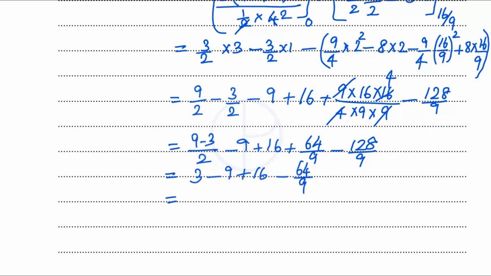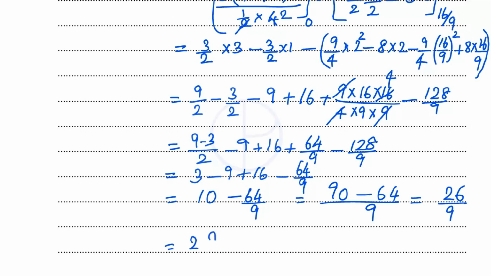And this is equal to 10 minus 64 divided by 9. So 90 minus 64 divided by 9 is equal to 26 over 9. This is the area.